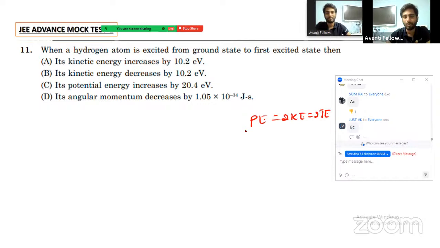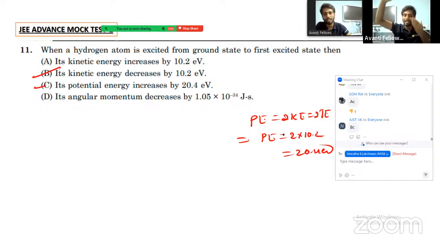Second one will be potential energy value कितना होता है? Increases. First ground state से high energy state it is going means its potential energy should be increased. That's why potential energy is also increasing. Right option. And third one, angular momentum.